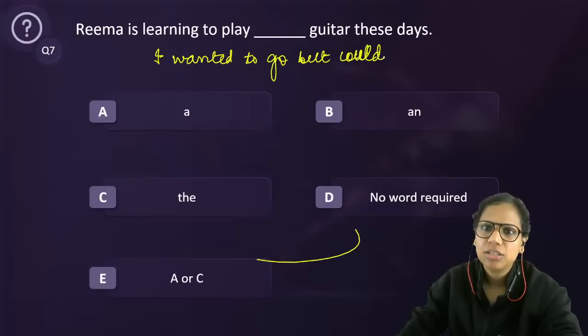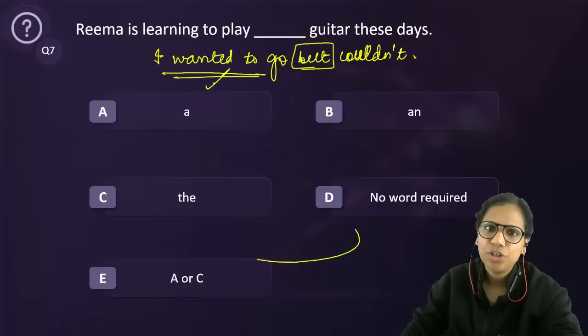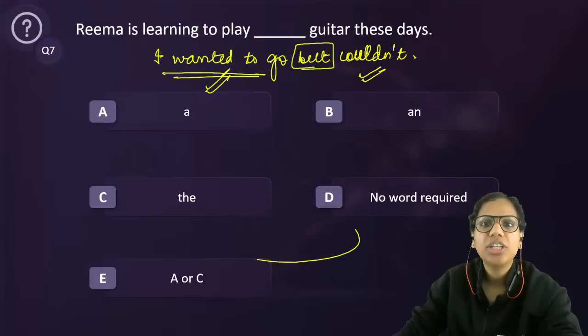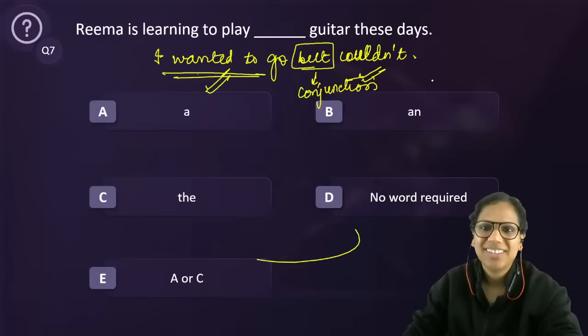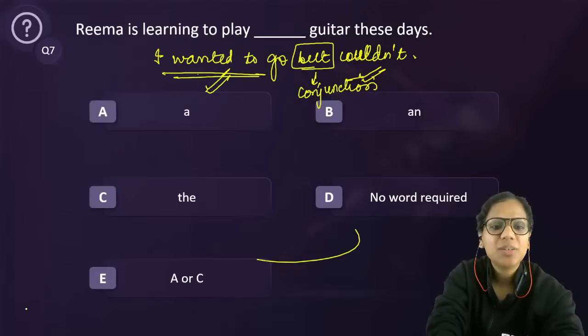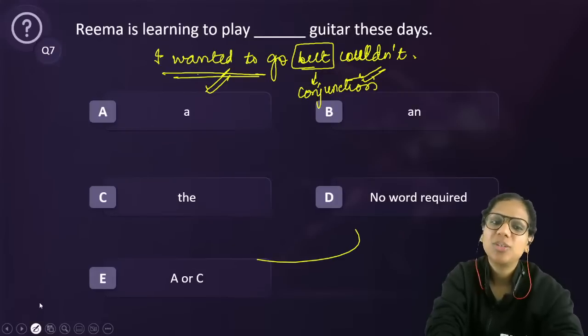Yeah. So I wanted to go, but could not, but couldn't, right? So you see here, there is no comma, but I'm clearly drawing a contrast. I wanted to go, I could not. I'm joining these two ideas. This is a conjunction. I don't want to say here I wanted to go except could not. No. So whenever you can replace but with except, that's when it's a preposition. Otherwise, it's a conjunction.